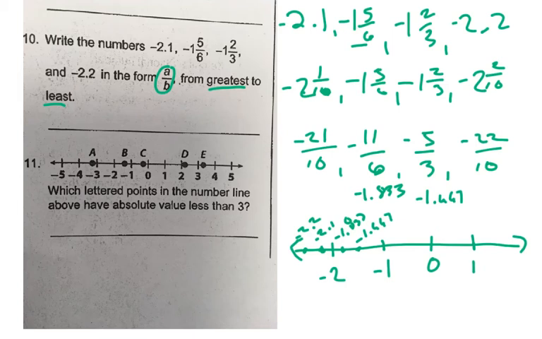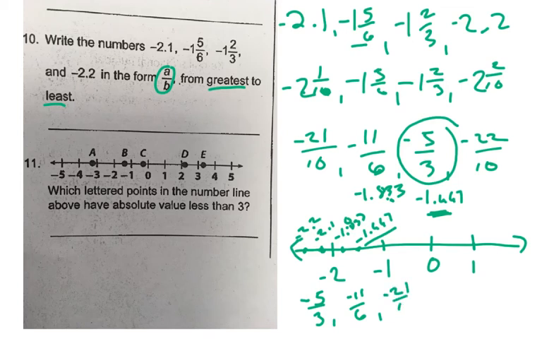So my greatest number here is the one closest to 0, and that is this one right here, because it goes with this decimal. So -5/3 is the greatest. Then -11/6 is the second greatest, because this 1 and 833 thousandths goes with that number. Then it's going to be -21/10, and then -22/10. So that is my final answer in AB form from greatest to least. Okay, hope that makes sense.